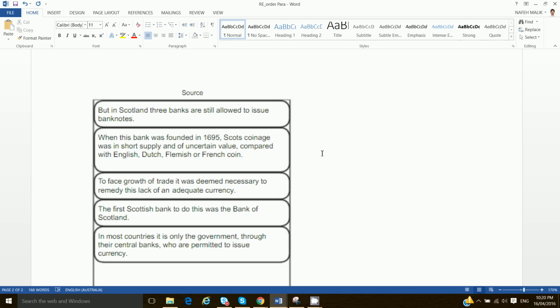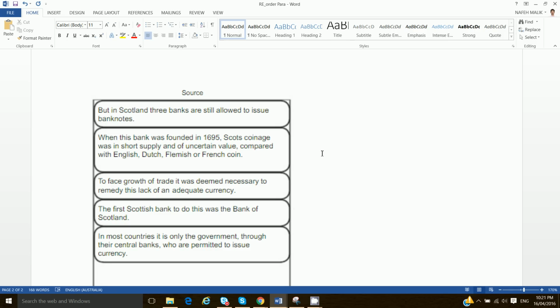But in Scotland, 3 banks are still allowed to issue banknotes. When this bank was founded in 1695, Scots coinage was in short supply and of uncertain value compared with English, Dutch, Flemish, or French coins. To face growth of trade, it was deemed necessary to remedy this lack of adequate currency. The first Scottish bank to do this was the Bank of Scotland. In most countries, it is only the government through their central banks who are permitted to issue currency.